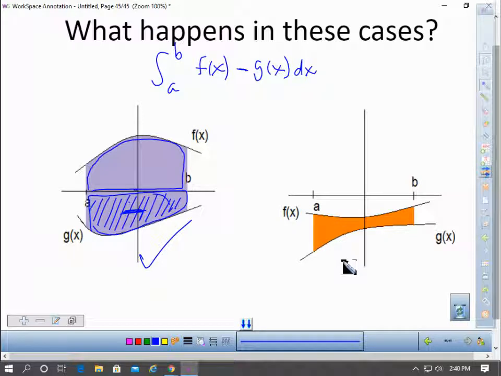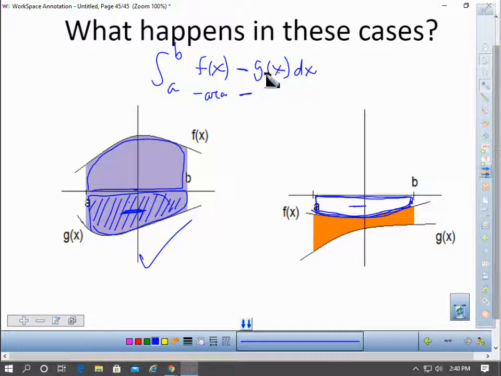All right, so what if both of your functions are below the x-axis? Does it still work? All right, so let's check that out and see. So you're going to do top function, which is this function here. f of x is the one on top. So I'm going to find its area first to the x-axis. Well, its area to the x-axis is going to be negative. So this is going to be a negative area.